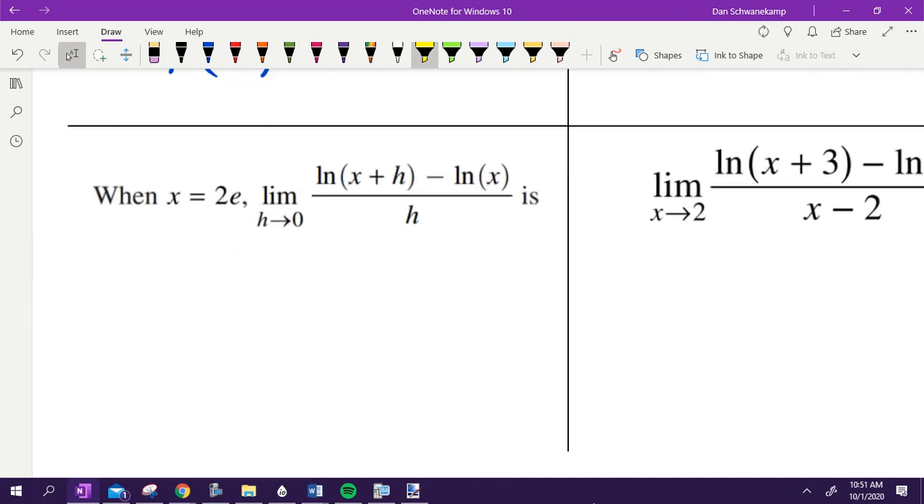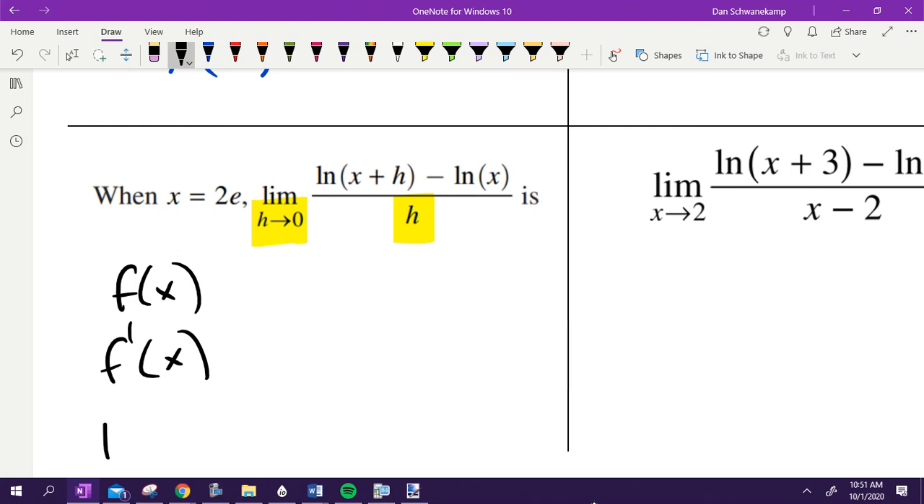Again, we can tell this is a hidden derivative because I've got the h approaching 0 concept. I see that h on the bottom, so I know that's going to be part of this as well. So that tells me I need f of x, I need f prime of x, and I need f prime at some value. Go ahead with your neighbor here and solve that question for me.